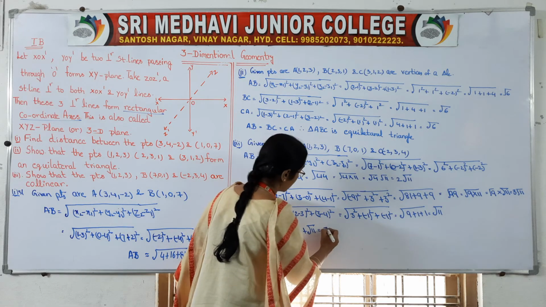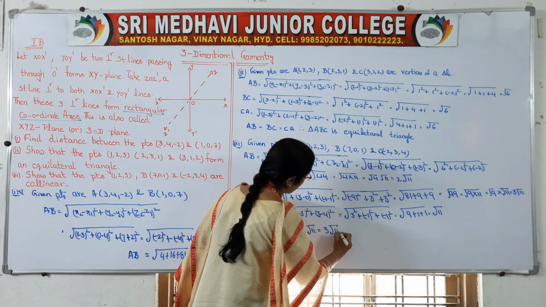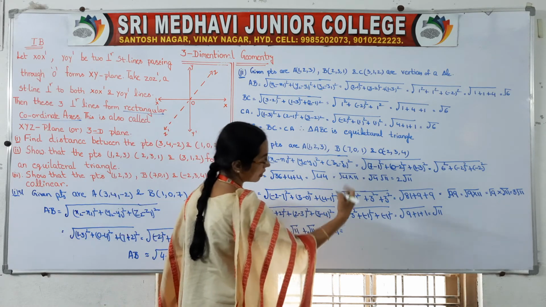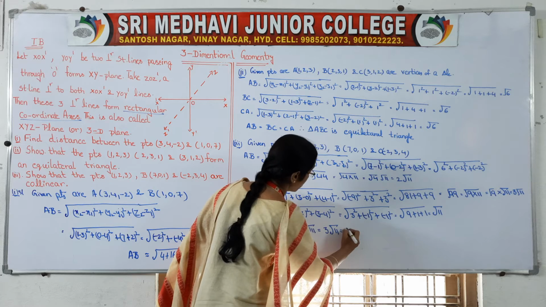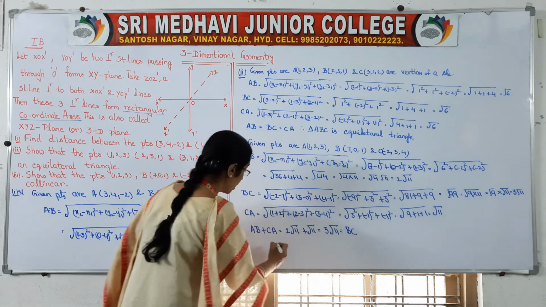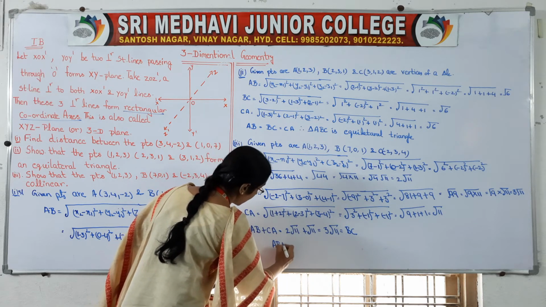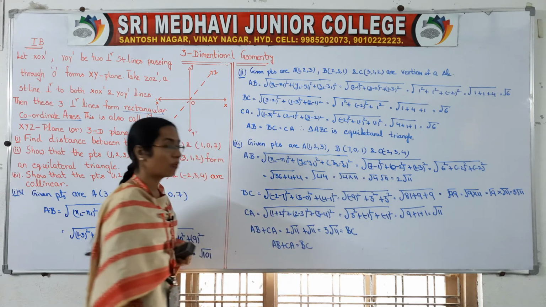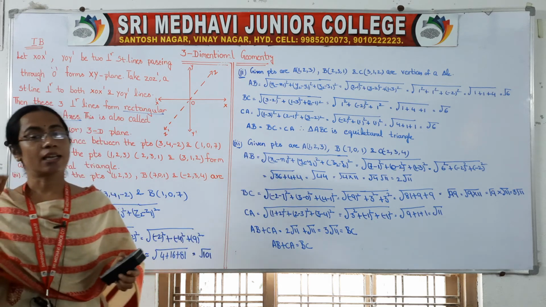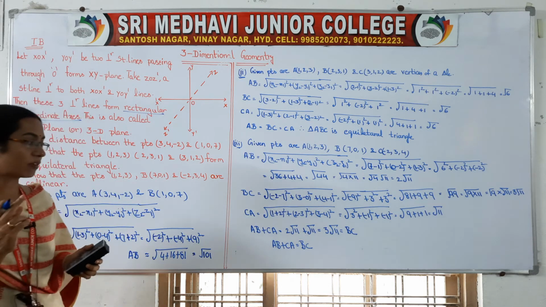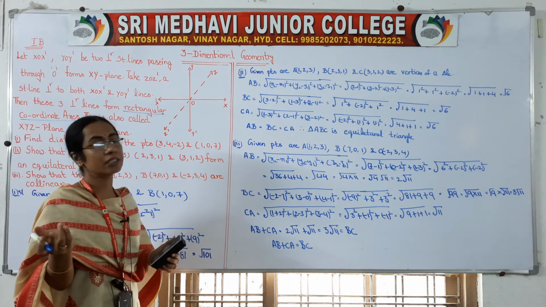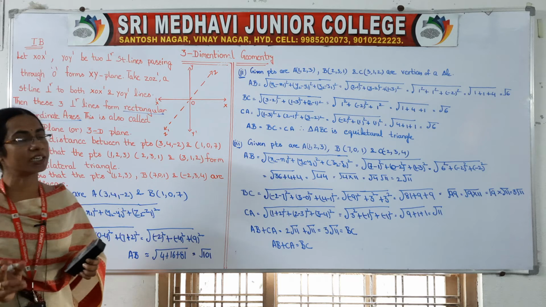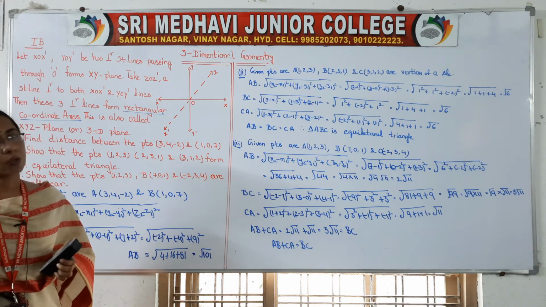Is equal to 3 root 11, which is nothing but our BC, isn't it? BC is equal to 3 into root 11. So we got AB plus CA is equal to BC. So what I said, the sum of the lengths of two lines is equal to the third line, right? Then we can say that the points are collinear. That is one of the conditions to prove the points are collinear.